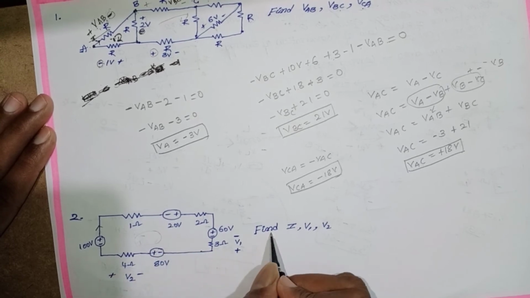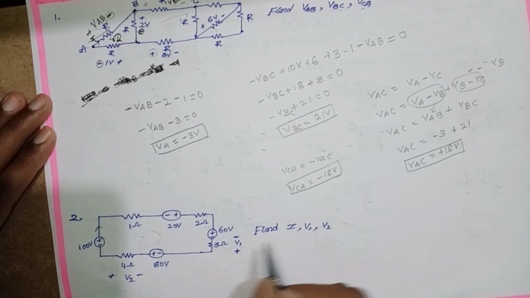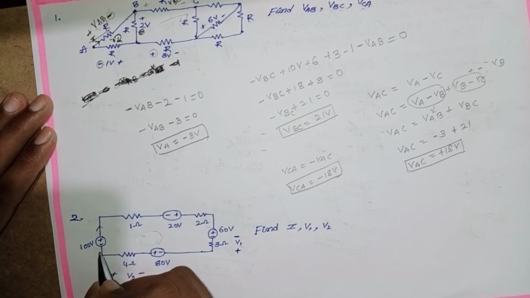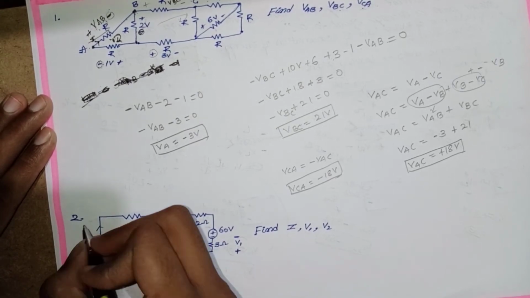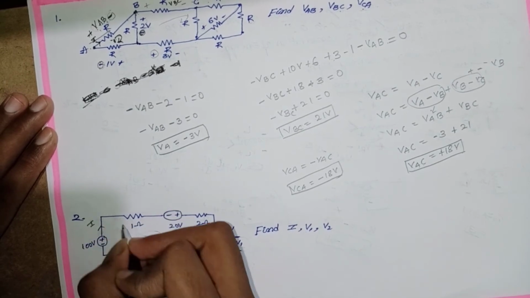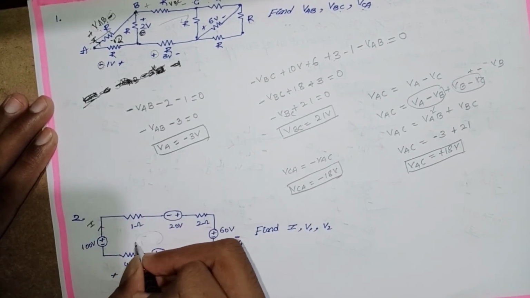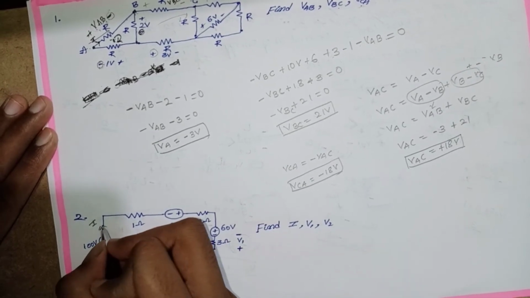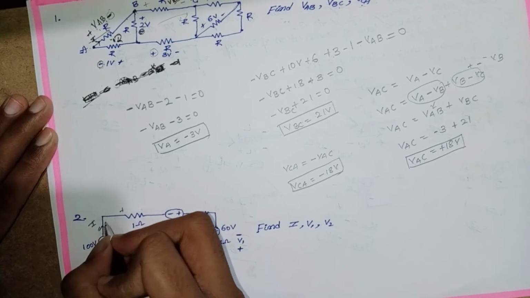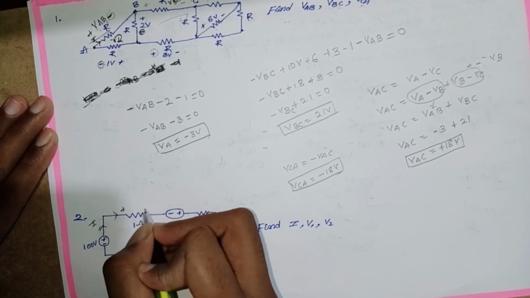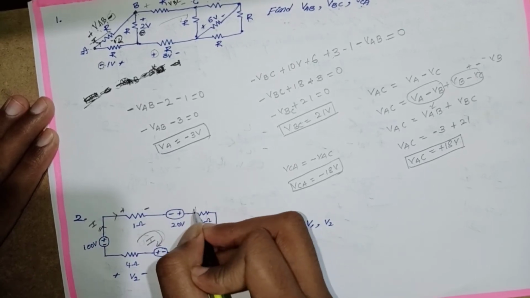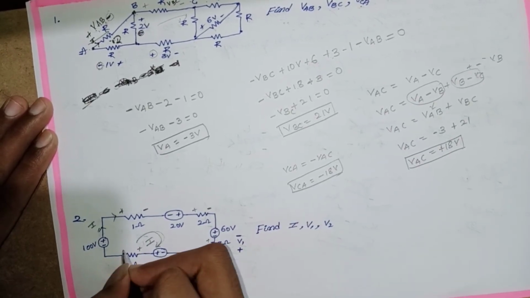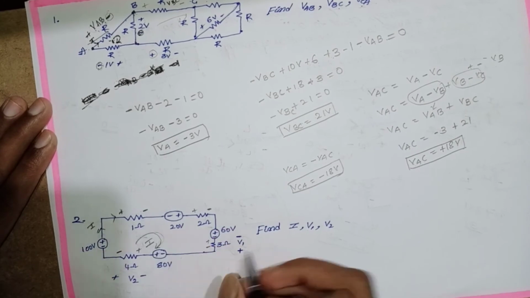In the given figure, we find I, V1 and V2. This is V1, this is V2. How will we find them? First we apply KVL in this loop. I consider current I passing through this loop. I will first find I. Entering the node is positive, leaving the node is negative, alternating positive, negative. I will apply the KVL.